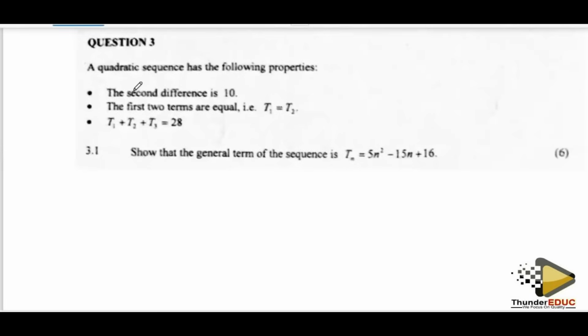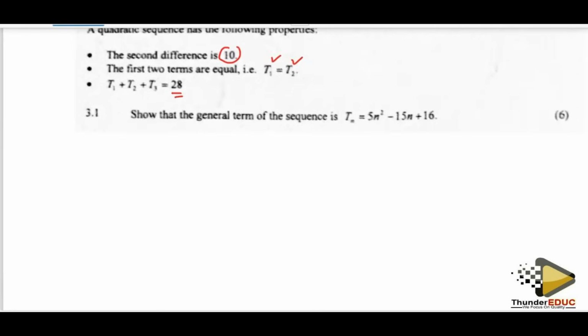Okay, they're telling us that in a quadratic sequence, these are the following properties. The second difference is a 10. The first 2 terms are equal, T1 is the same as T2. And then T1, T2, and T3 will give us 28. Show that the general term is that.